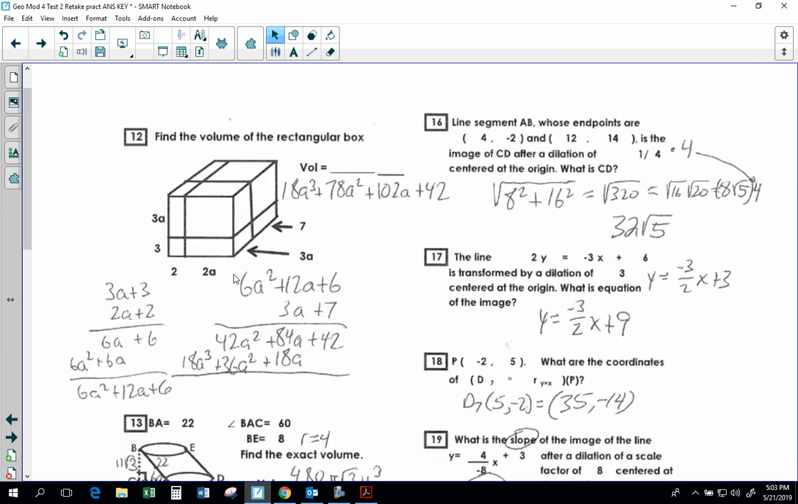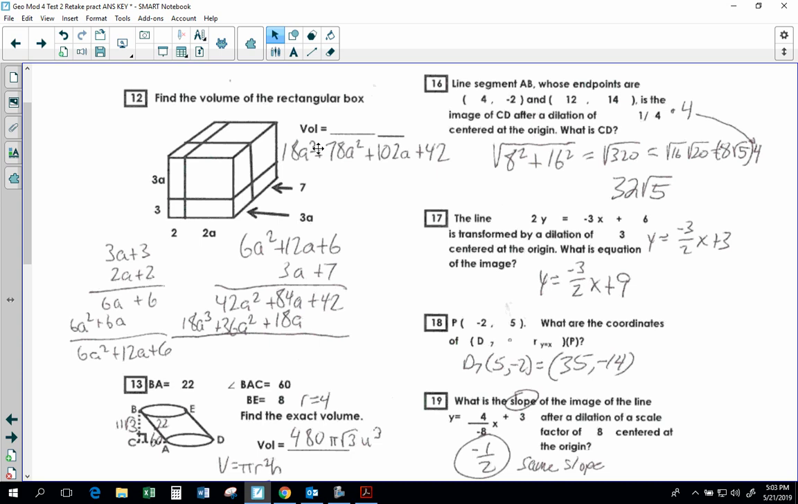Next slide. Volume. As I pointed out multiple times in class, you may do it the vertical method as I like to do it. It lines up the common terms nicely like you did in multiplication in elementary school. But if you want to do it horizontally and do the distributive property and then combine like terms after that, that's fine as well. You'll get the same answer if you do it correctly.